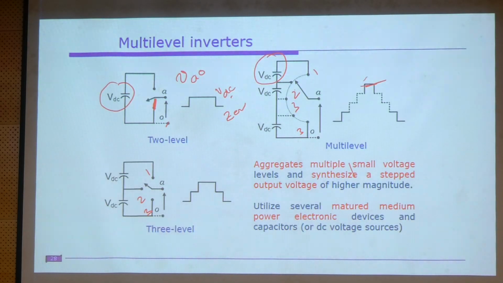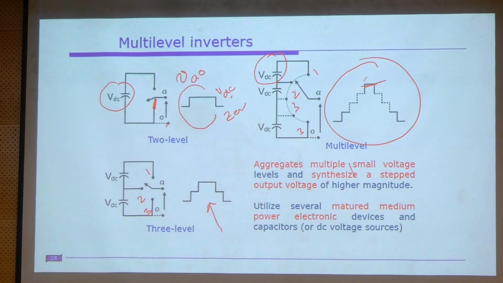If you observe this one, it is nowhere close to a sinusoidal waveform. This one is slightly close to a sinusoidal waveform. Whereas this one is as good as a sinusoidal waveform, right? When the waveform is sinusoidal, the best thing is that you need not connect any filters. You can directly feed it to the motor.